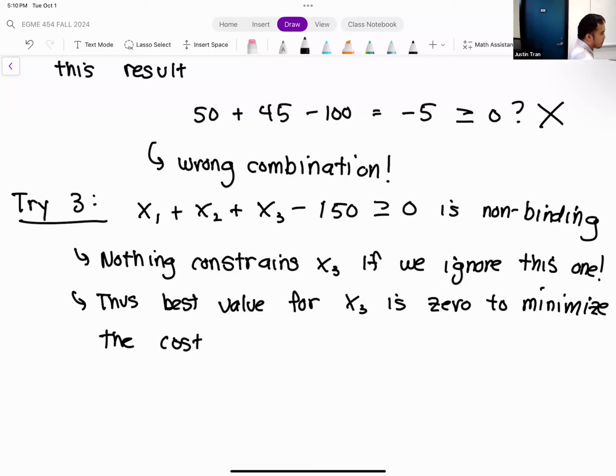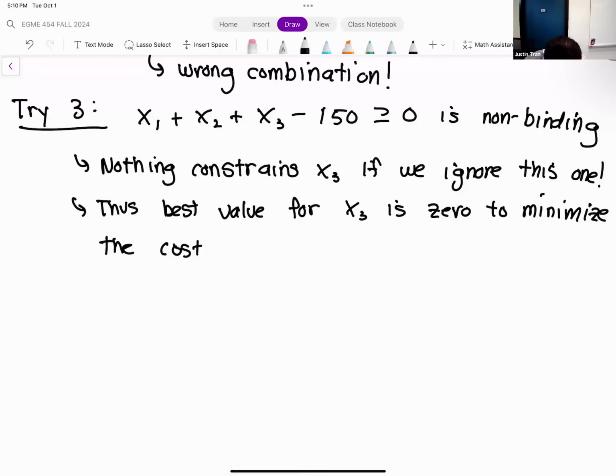But of course, that can't happen, right? You can't produce 0 refrigerators in the third month. Because what you're going to get from the first two constraints is x1 equal to 50, and then x2 equal to 50. If you produce 50 refrigerators in each of the first 2 months, and x3 is 0, then you're not going to satisfy your minimum order. So this is going to lead to a non-valid result.